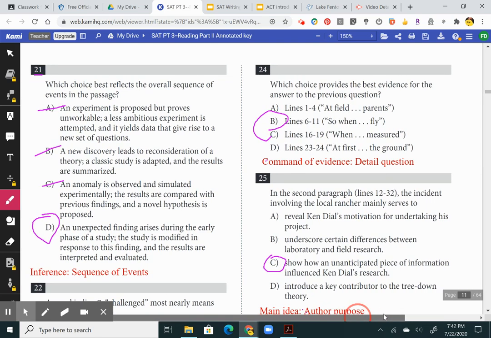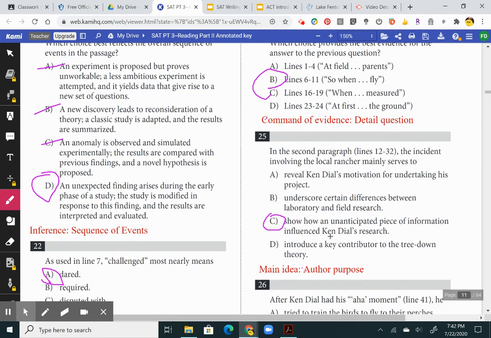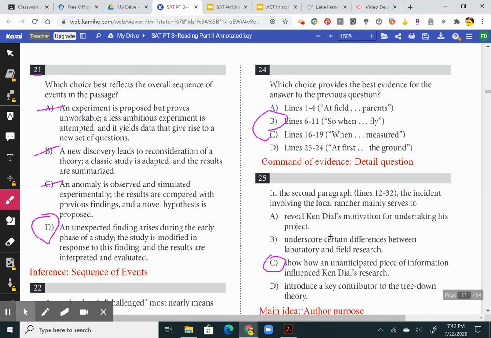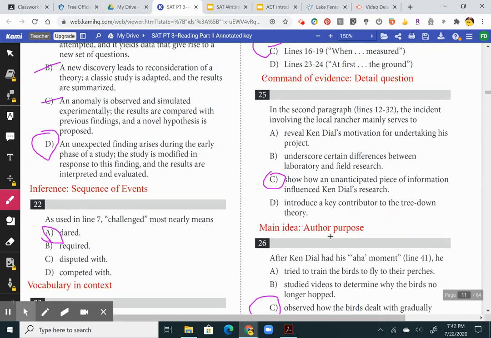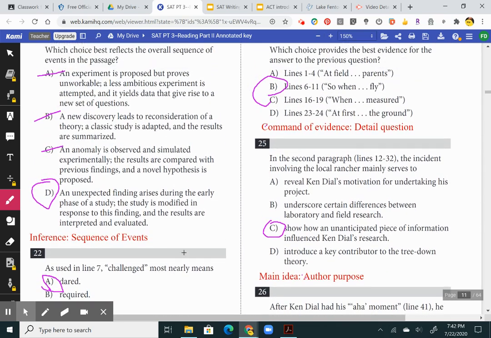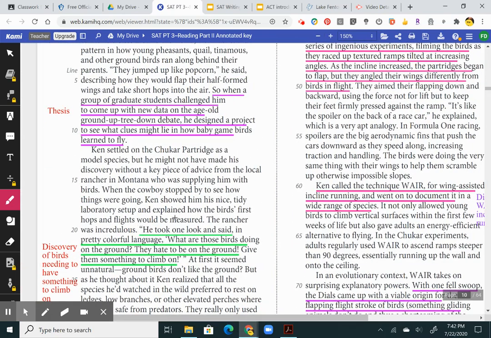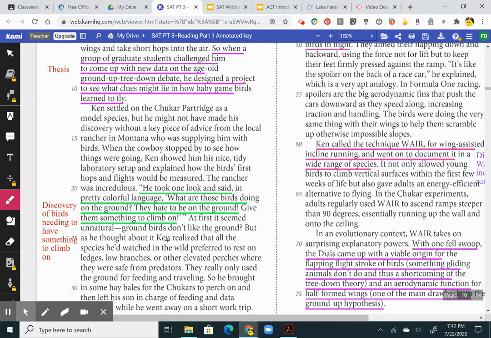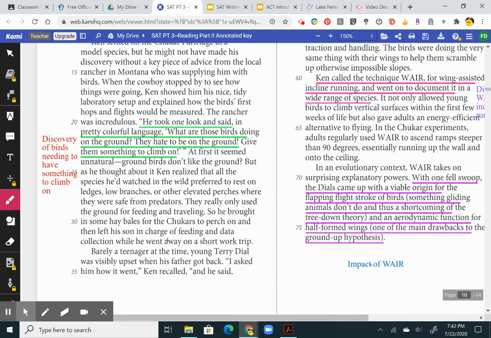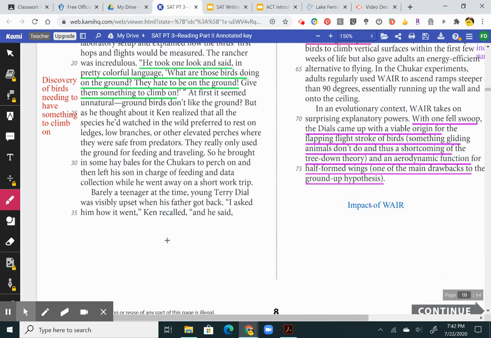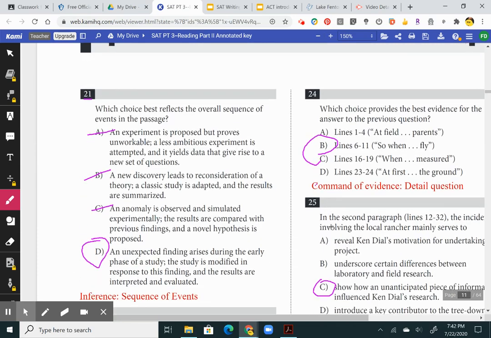In the second paragraph, the incident involving the local rancher mainly serves to. So here's an author purpose. What's it doing, right? So we already looked at the rancher a little bit already. See how sometimes our questions, well, the rancher was incredulous. He took one look and pretty clever. What are those birds doing on the ground? They hate being on the ground. Give them something to climb on. At first, it seemed unnatural. Ground birds don't like the ground, but as he thought about it, all the species he watched preferred to rest on ledges and low branches.